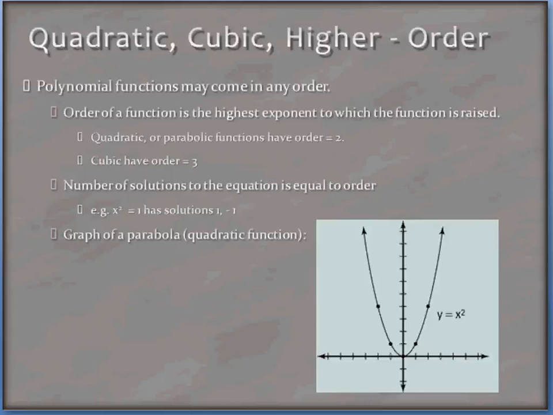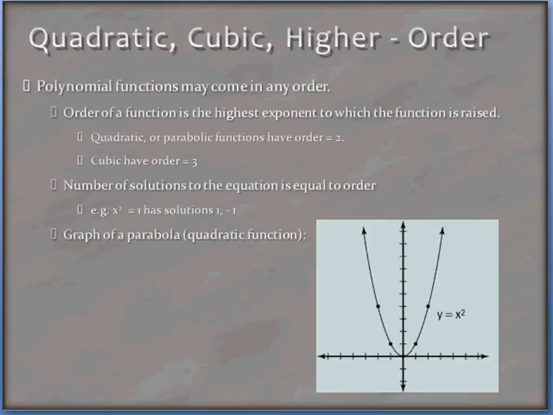So take, for example, the equation x squared is equal to 1. The order here is 2, which means that there are 2 solutions. And indeed, if you think about it, you can see that the solutions to x squared equals 1 are 1 and negative 1. Both of these values squared equal 1.